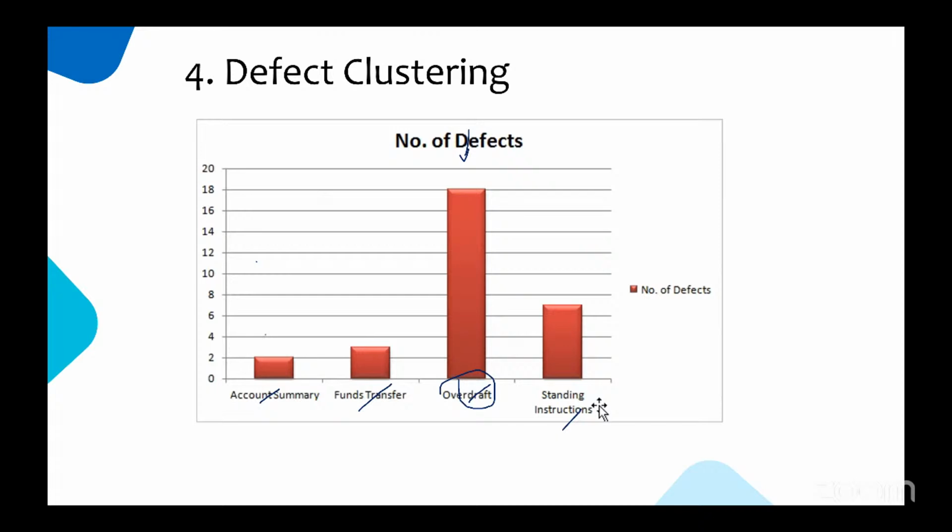Let's assume this may be 10 test cases, this may be 10, this may be 10. But which one do you need to start with first on day one of testing? You should start with the test cases related to overdraft. You can find the defects as early as possible and give them to the dev team, and they will start working on them. Maximum defects we can hit. So that's defect clustering.